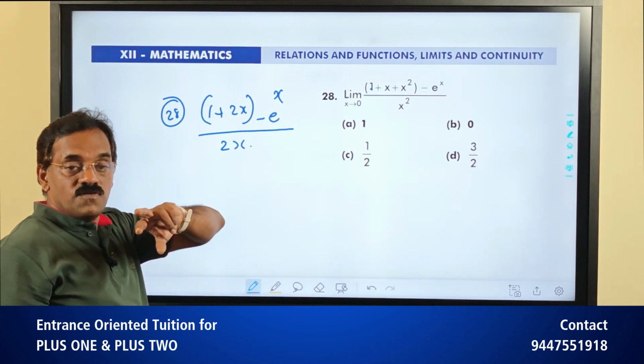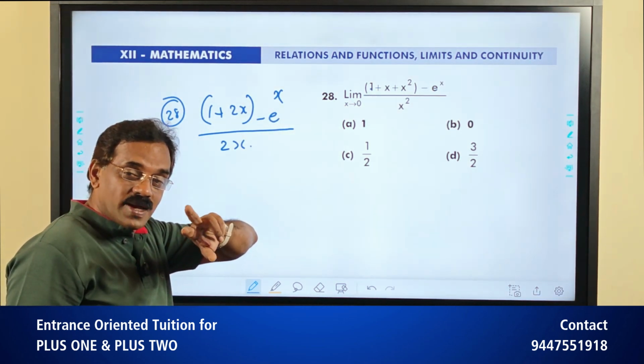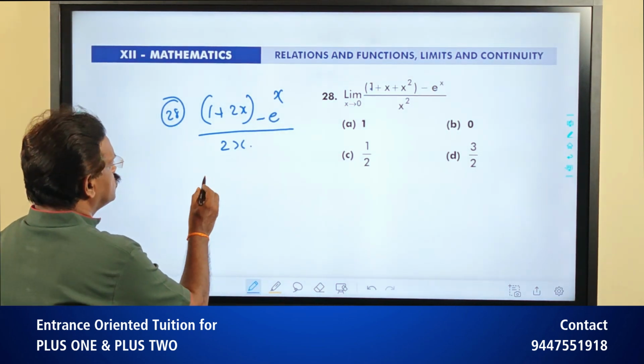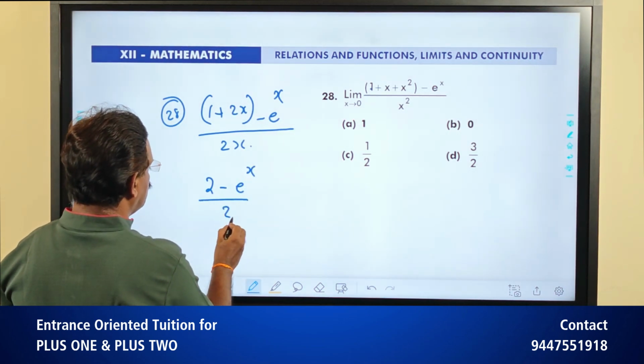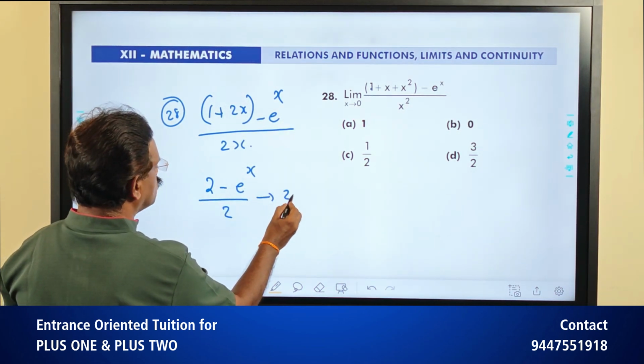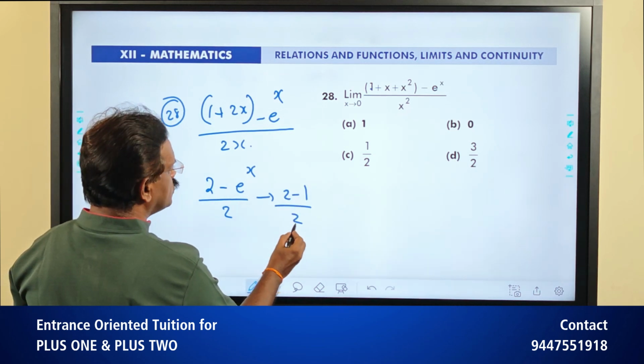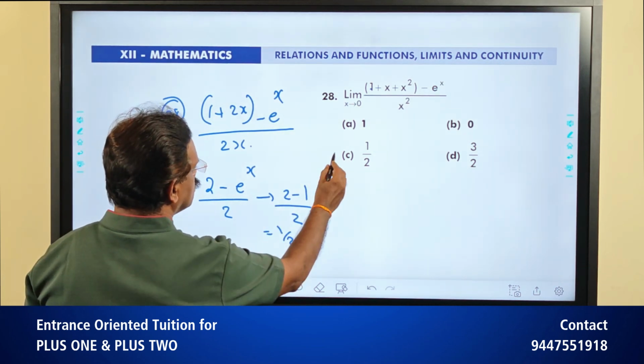I told you, whenever you are getting a 0 by 0 form again, you have to differentiate it again. So it will be 2 minus e to the power x by 2. When you put x equal to 0, you are getting 2 minus 1 by 2, which is equal to 1 by 2, which is given by choice C.